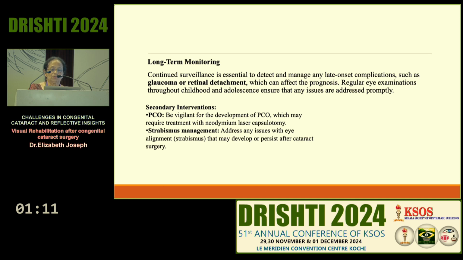In addition to all these things, long-term monitoring is very important. We have to do multiple refractions, and look for complications like glaucoma, retinal detachment, posterior capsular opacities, and strabismus. As Dr. Meena has already said, many of these children will go into strabismus. The most important reasons for strabismus: one, the child may be hypermetropic and go into accommodative esotropia. Another is amblyopia. If there is a difference in the vision between the two eyes, again it can go into strabismus.